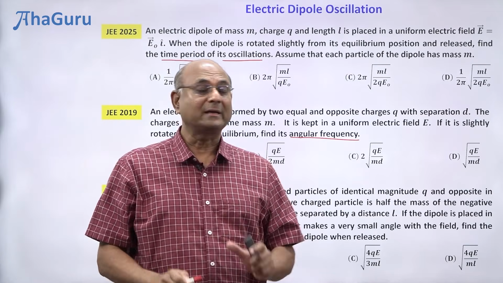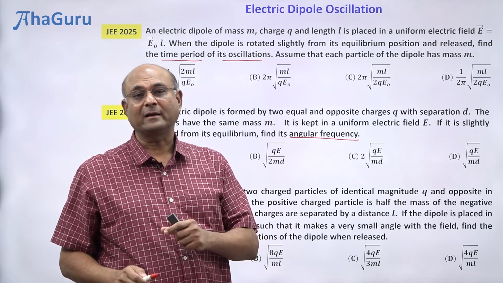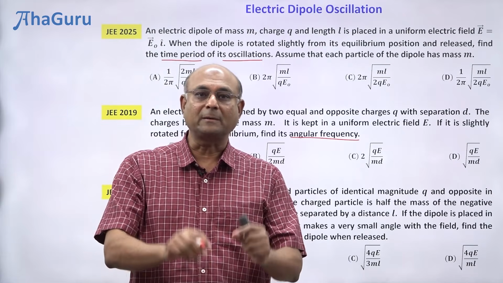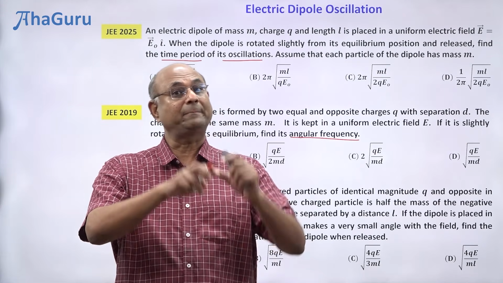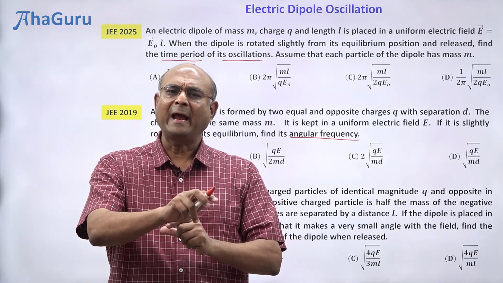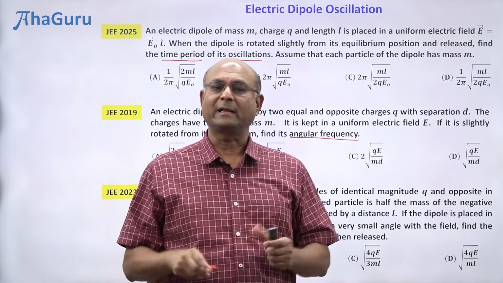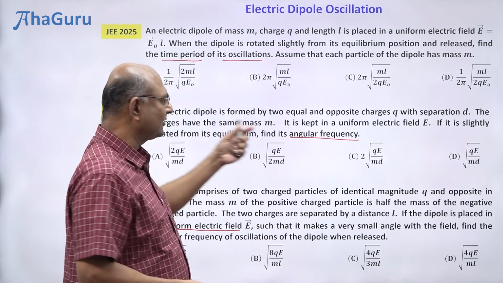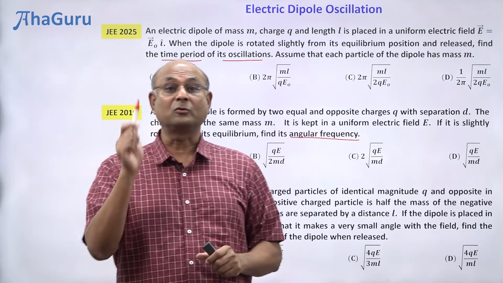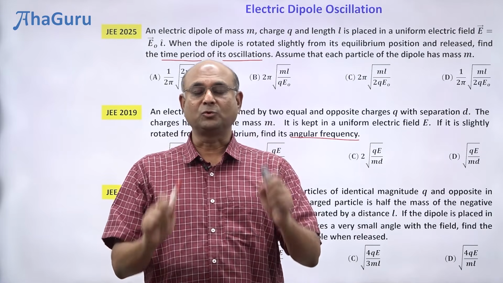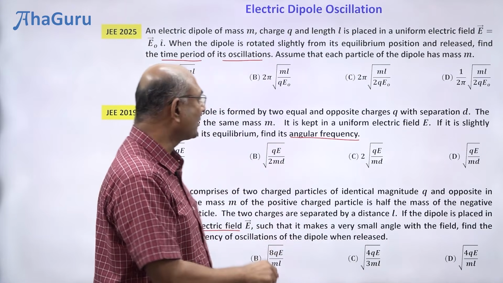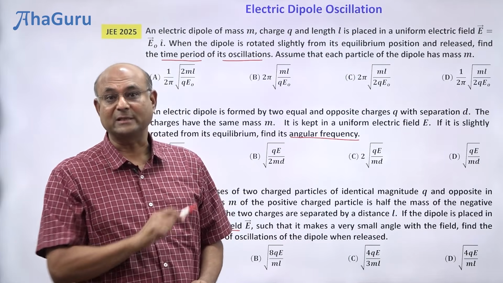So you know that almost every other year, JEE is going to ask you a question based on dipoles kept in uniform electric field and the dipole is oscillating. They are going to ask you time period of oscillation or angular frequency. So knowing how to solve this question is going to be super important. And so let us focus on how to approach a question like this.